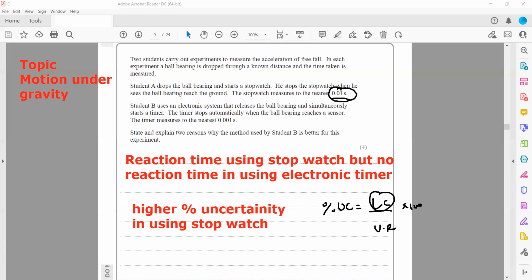So if we record the same time interval, because the stopwatch has a higher least count, the smallest value which is recorded is larger as compared to that of the electronic timer, so the percentage uncertainty will also increase.